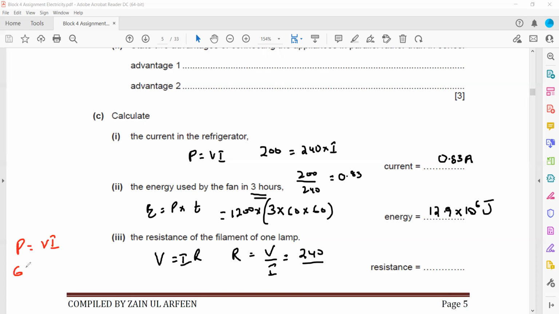The power of each lamp is 60 and the voltage across each lamp is 240. So it will be 60 divided by 240, that will give us the current. So 60 divided by 240, that is 0.25. So the current in each lamp is a quarter, 0.25 ampere. So now we know the current, which is 0.25. So 240 divided by 0.25 is equal to 960 ohms. So this is how we get the resistance of each filament bulb.